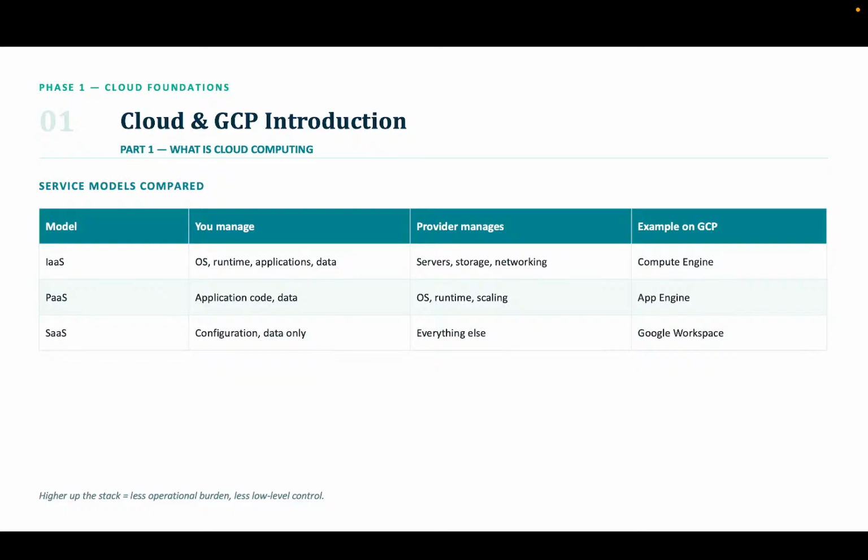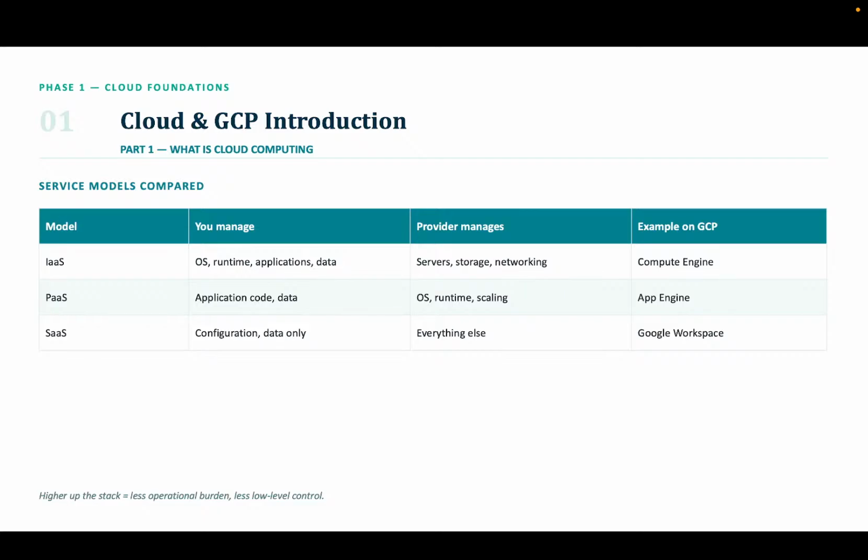PaaS is platform as a service, where you don't need to worry about the infrastructure layer. You just deploy your application code, and once deployment is done, you can start using it. What you take care of here is your OS, your runtime, and then scaling. An example of PaaS in GCP is App Engine. You can also say Cloud Run. There is also a thing called Cloud Run, which also hosts containerized services.